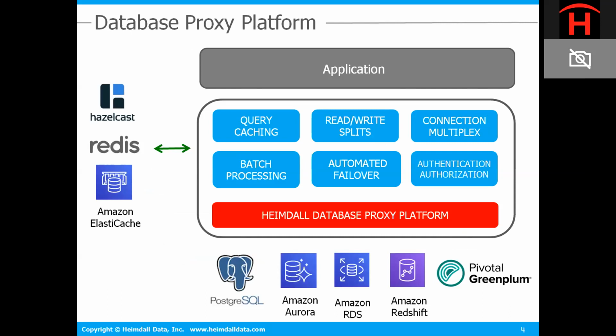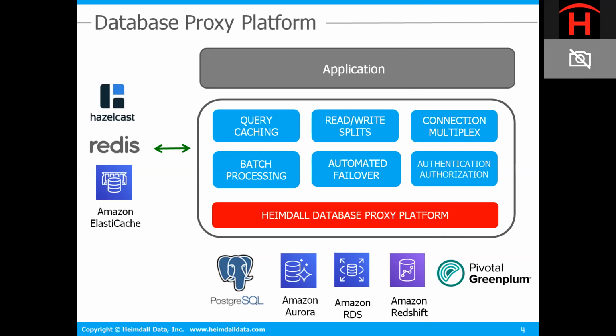We're not going to go into detail of the other features that we can support, but I'll just whet your appetite on some of the things that we can do. If the application is on the top here, it's going to go through our proxy platform and hit any of these Postgres data sources. It could be in Amazon, it could be RDS, Aurora, Redshift, Pivotal, Greenplum, anything that's a Postgres derivative, we can support.